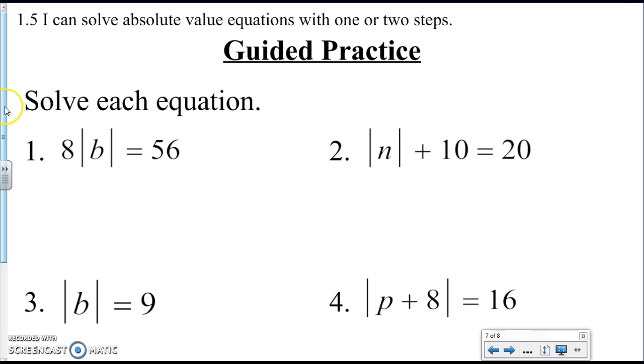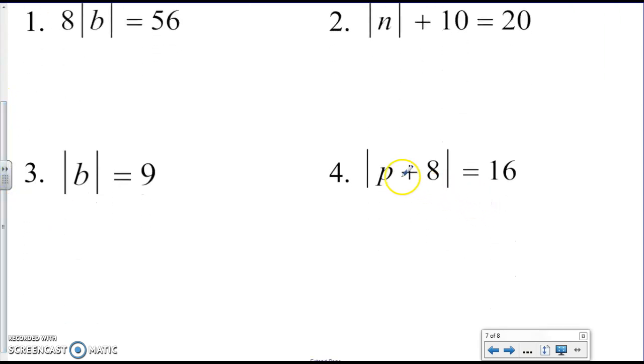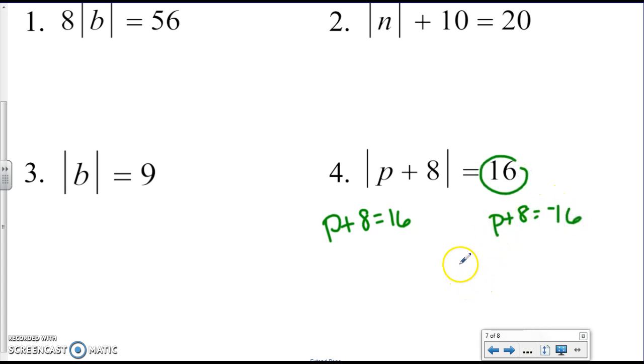Let's do one more together. I'll actually get it started. For number 4, just like the one we just did, I need to write two equations out because my absolute value is already alone. For my second equation, I'm going to change this to a -16. Notice nothing else changed. Now go ahead and solve each of those equations.